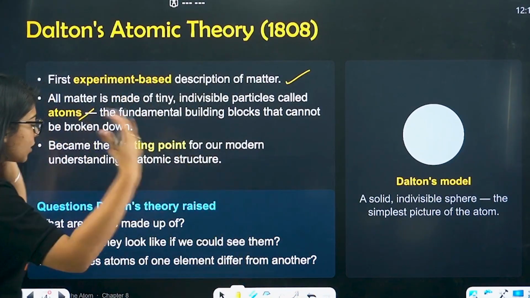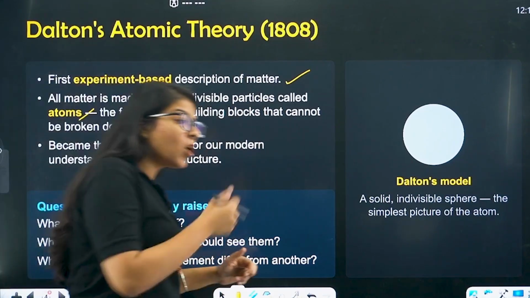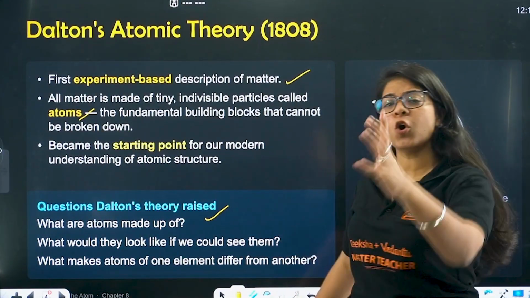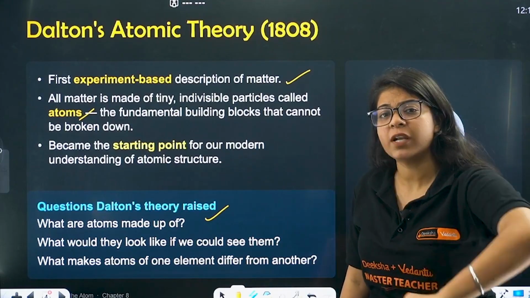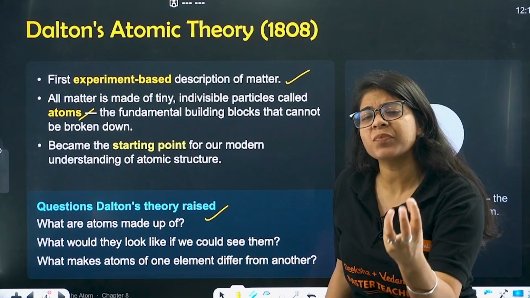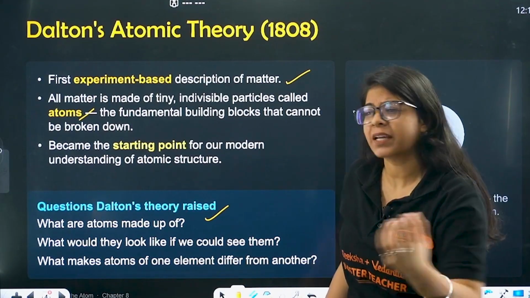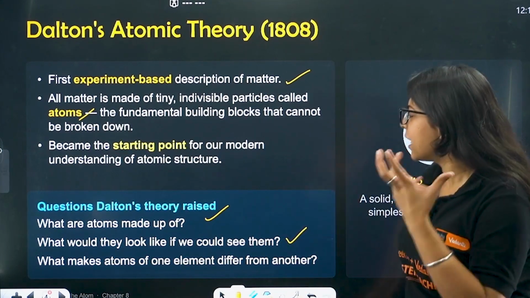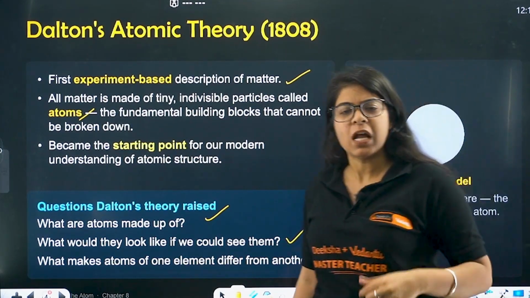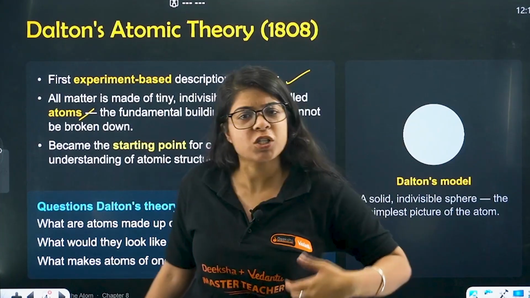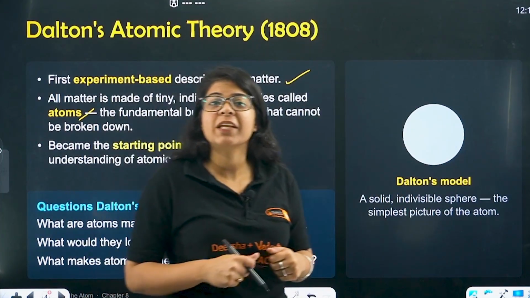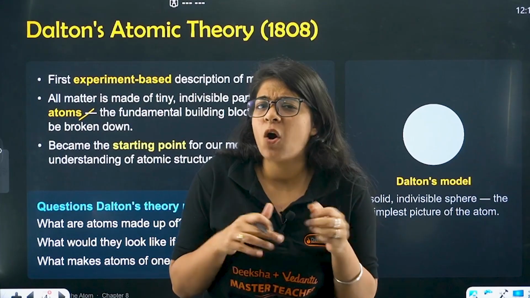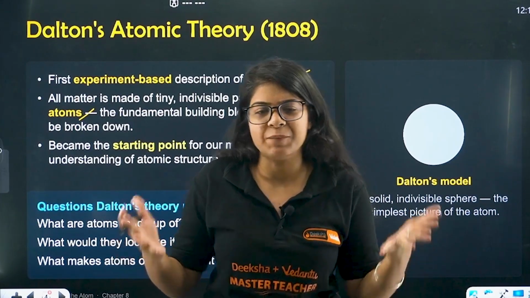Now, some of the questions that arose because of what Dalton G said: what are atoms made up of? I can see that it's the smallest unit, but it has to be made of something, right? So what would they look like if we see them? What makes atoms of one element differ from another? How are my atoms different from yours? Because we definitely don't look alike, right? If they are indivisible, then everything should look the same, literally, right?